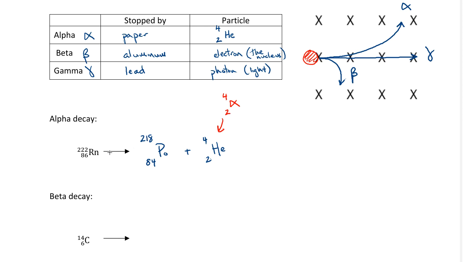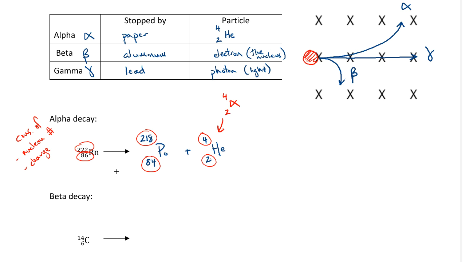Something to notice, that the number of nucleons on both sides of the equation is equal. So 218 plus 4 is equal to 222. And also the charge on each side is the same. Here we have 84 positive charges and 2 positive charges, and on the other side we have 84 plus 2 is 86 positive charges. So we have conservation of nucleon number. That's what we see in those top numbers, that the number of nucleons on the left and the right are the same. And we also have conservation of charge, where we have 86 positive charges on both sides.